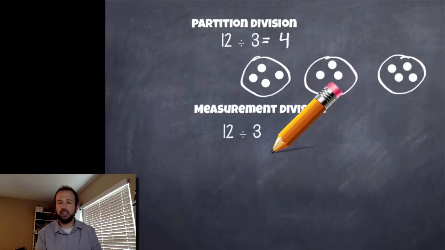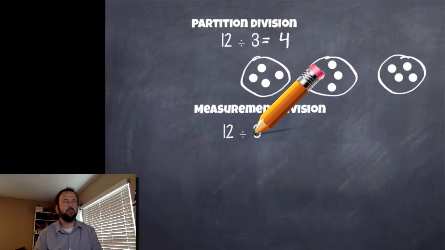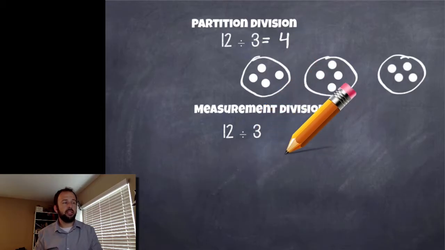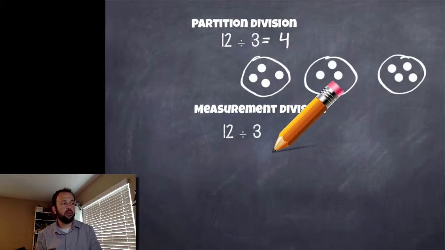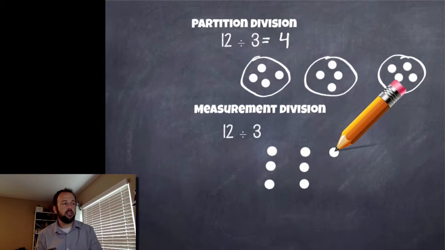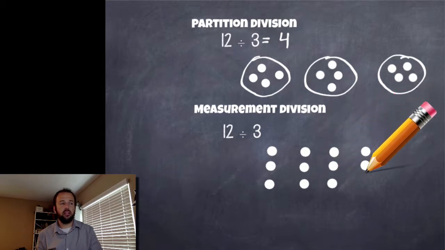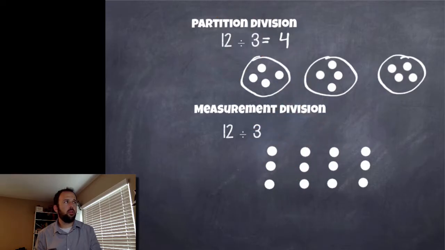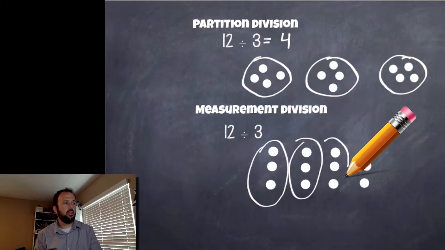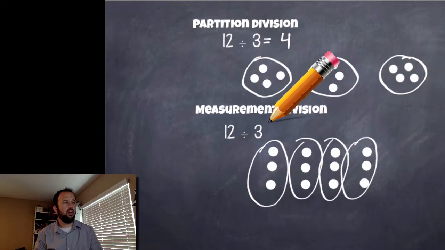Measurement division still gets us to the same answer, but it looks a little bit different. This time I'm going to be counting those groups of 3, and I'm going to count by those 3's until I get to my 12, or whatever number it is that I'm dividing. So I would do 1, 2, 3, 4, 5, 6, 7, 8, 9, 10, 11, 12. So I've gotten to my 12. Now I look back at it and I say, okay, I have 1, 2, 3, 4. So I have 4 as my answer.